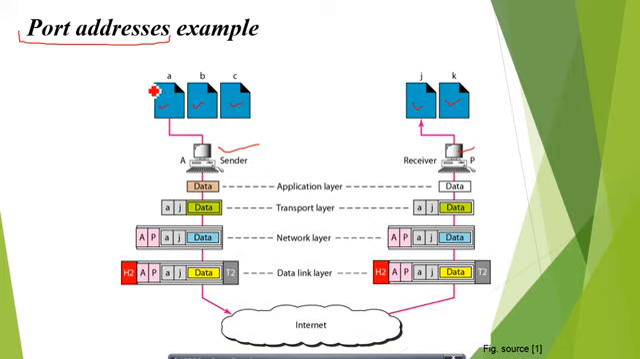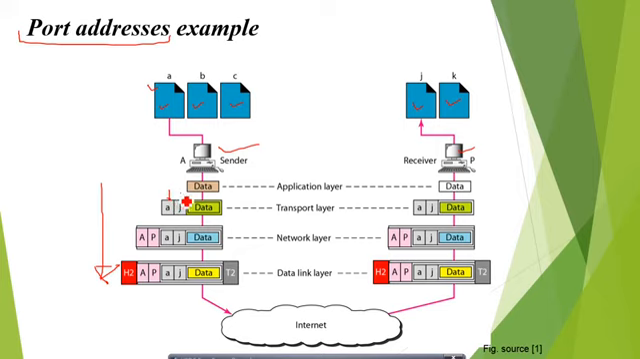So now we can see over here port address. In this example, this is the sender device A, in which three processes are running: process A, process B, and process C. And at the receiver side P, two processes are running, I and J. This process A wants to communicate with process J, which is running on device P.